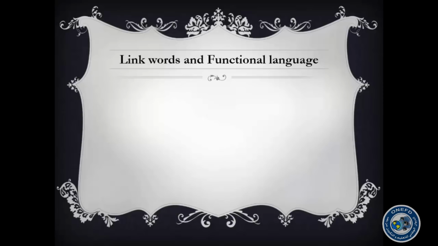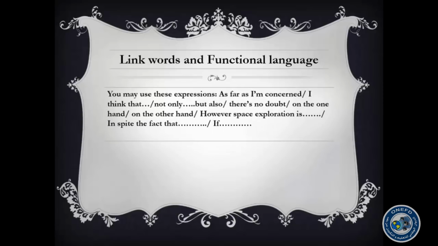In order to have a coherent piece of writing, you must use the right link words and functional language. For this type of composition, where you use arguments and speak about your opinions, you have to use expressions that correspond to personal opinions. For example: as far as I am concerned, I think that, not only, but also, there is no doubt, on the one hand, on the other hand, however, space exploration is, in spite of the fact that, or if.